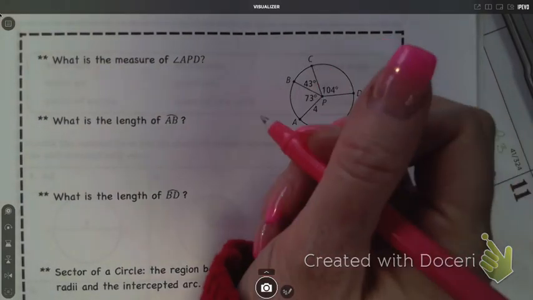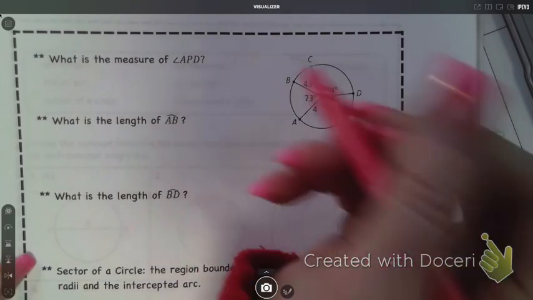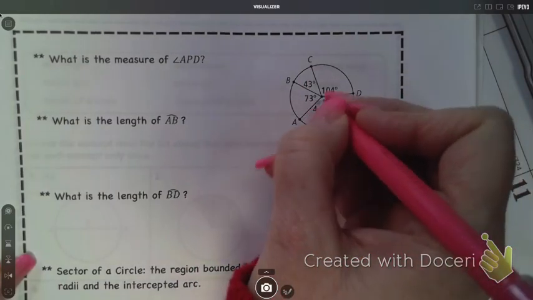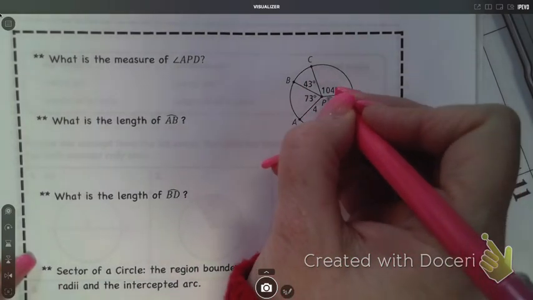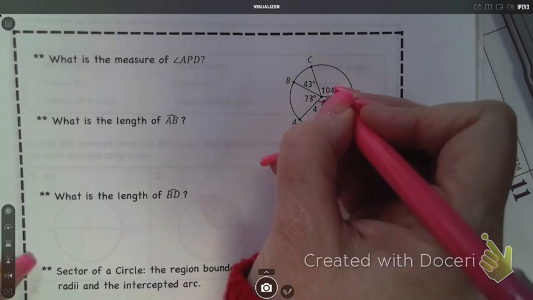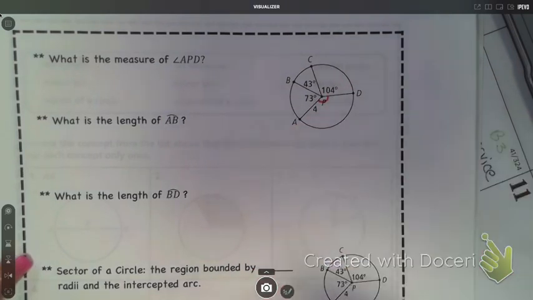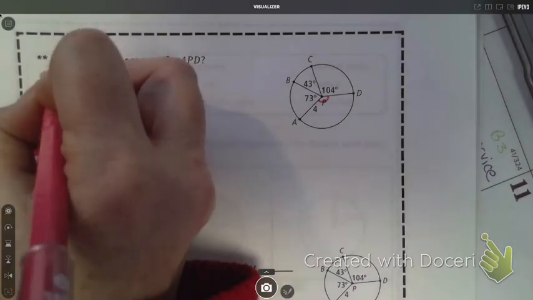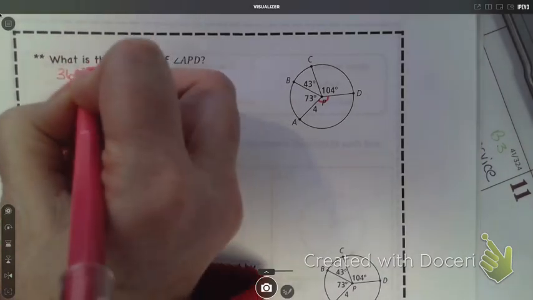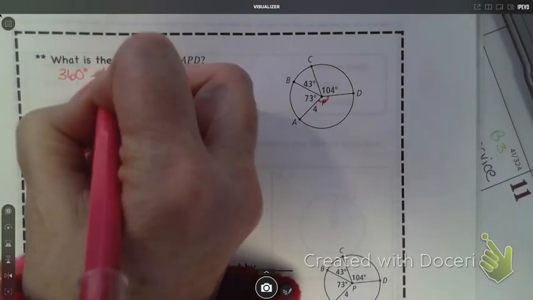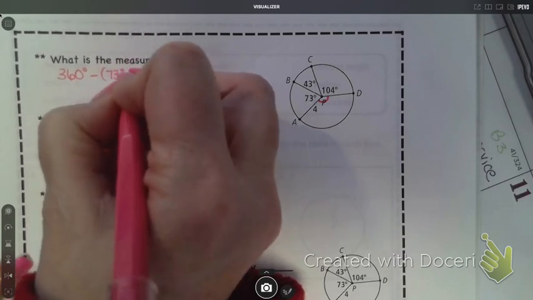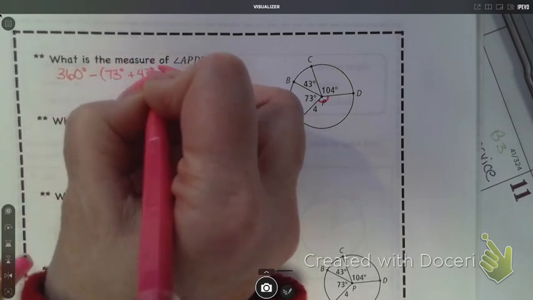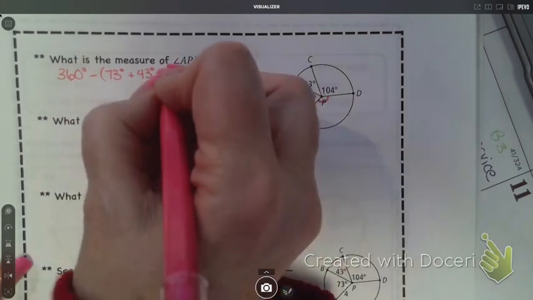Okay, so what is the measure of angle APD? APD, so that's this angle right here. How can we find that? Adding up all the other ones and then subtracting. So 360 minus what? 73 plus 43 plus 104.